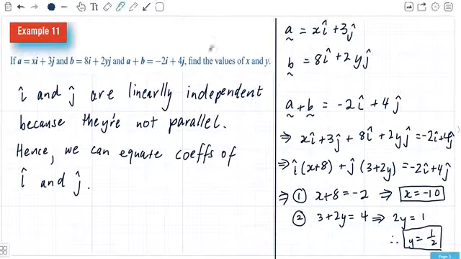We've done that by equating A plus B equals negative 2i plus 4j, by then substituting what we know into the expression, and then equating the coefficients of I and the coefficients of j to get x equals negative 10 and y equals a half.